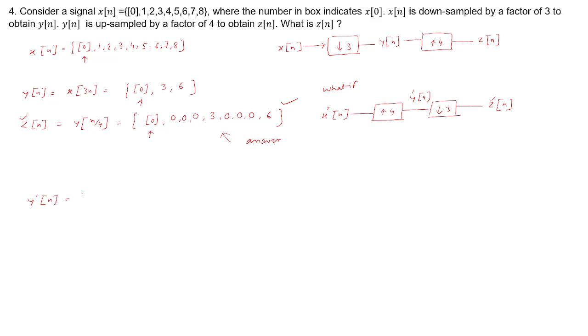Y dash of n is going to be nothing but 3 zeros inserted between each pair of samples, and our z dash n is going to pick every one out of 3 samples.